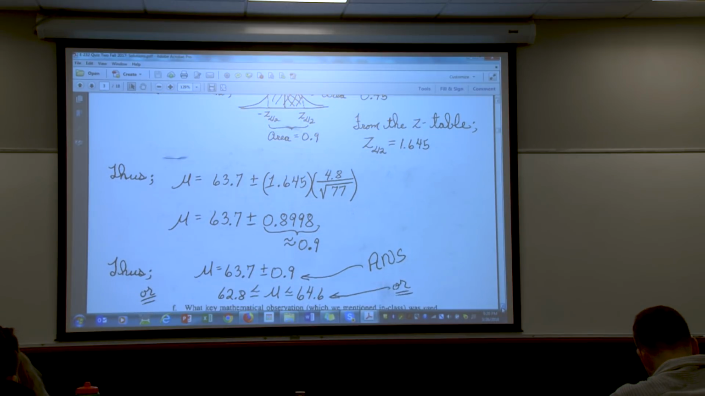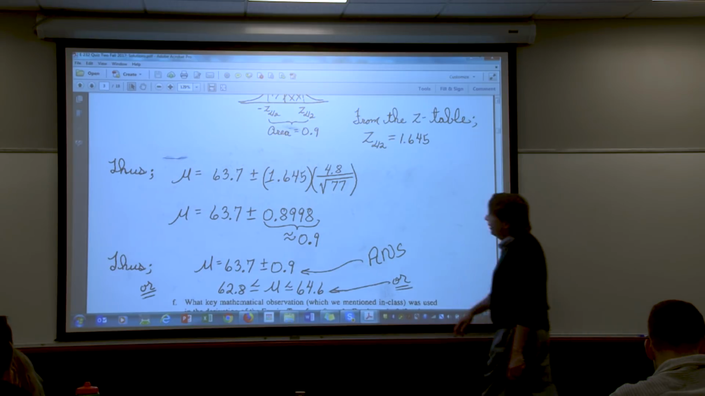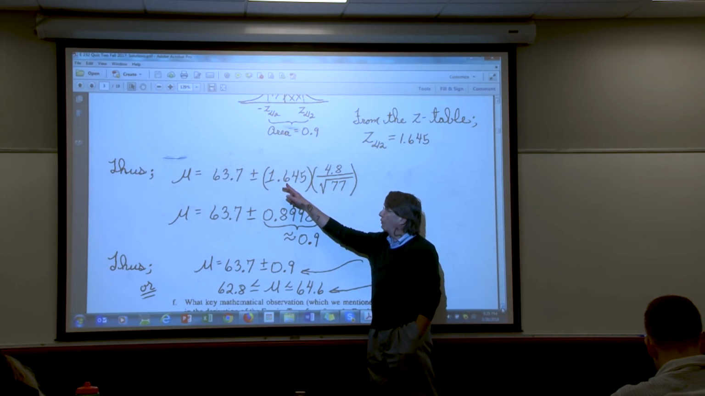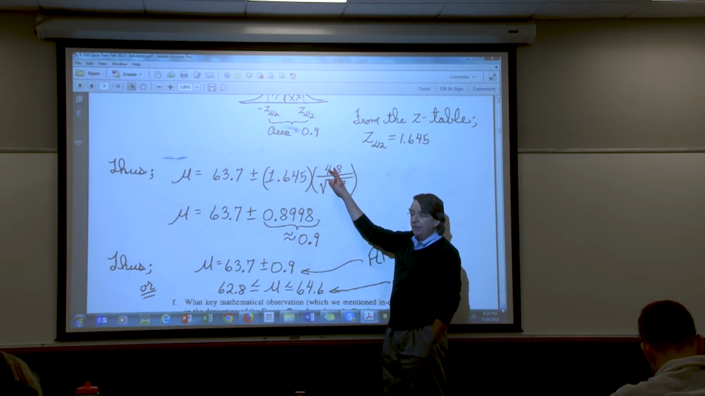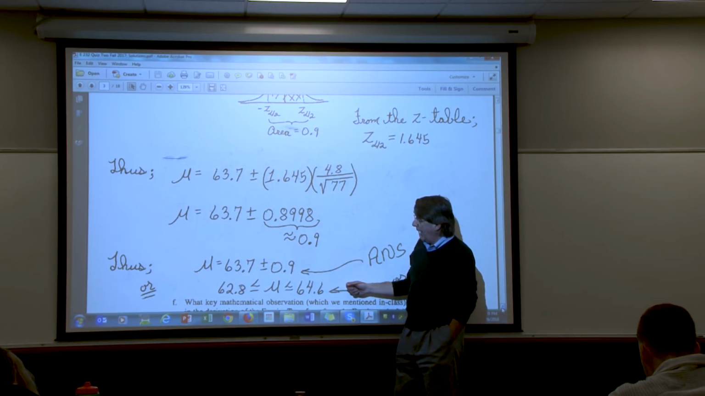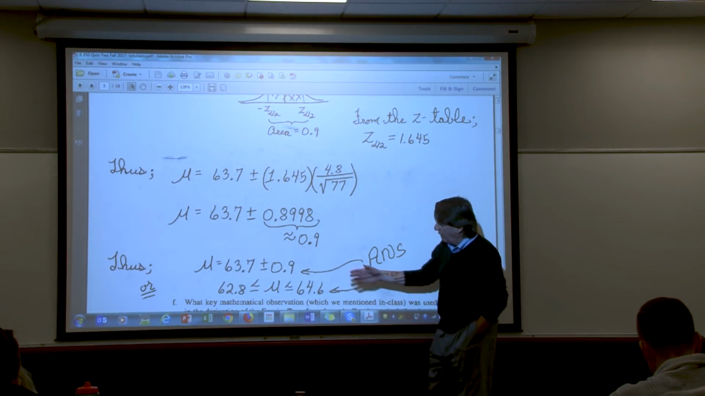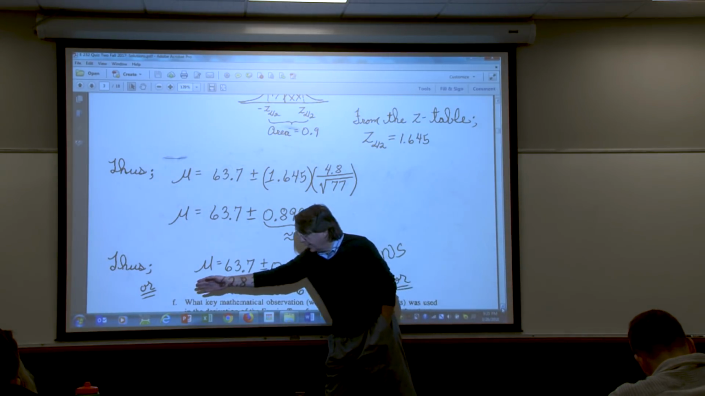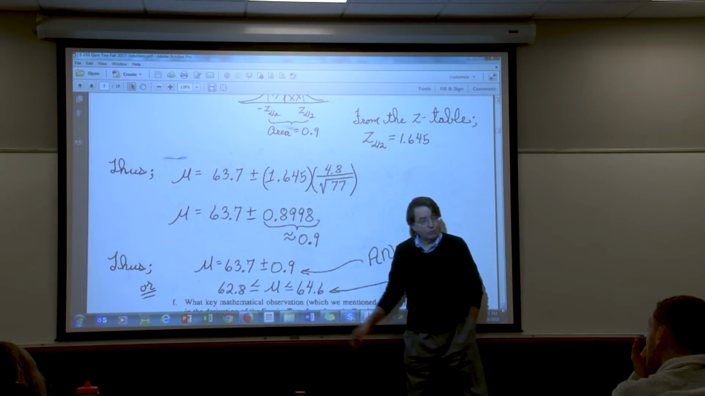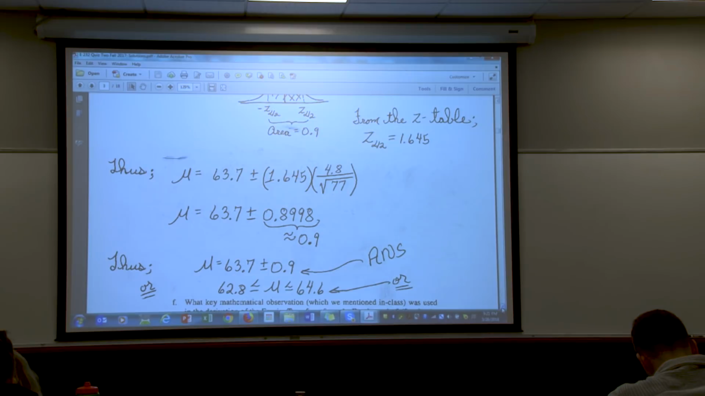So now I just plug everything in, and I get x bar plus and minus z sub alpha over 2 times the standard deviation divided by the square root of the number of samples, and we did it. And you can report the answer either way. I have "or" here, so you don't have to worry. As long as you get the right answer, that's good enough for us. That's a basic Gaussian estimation problem.